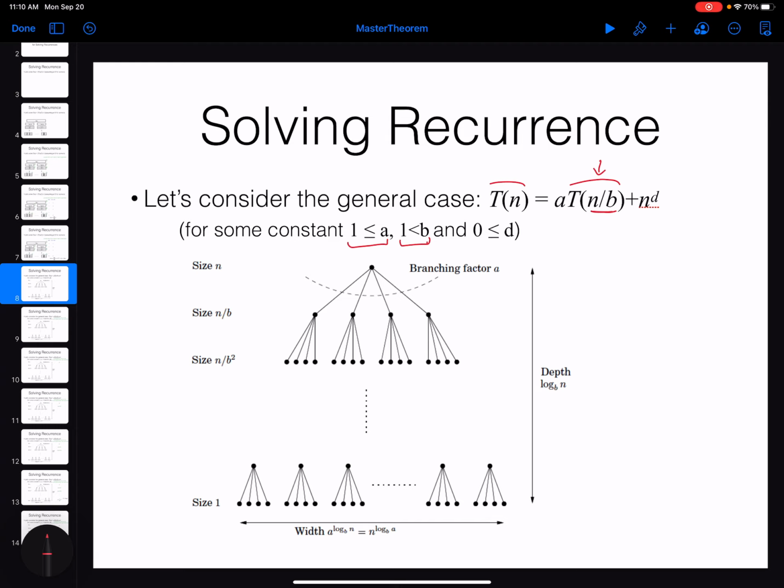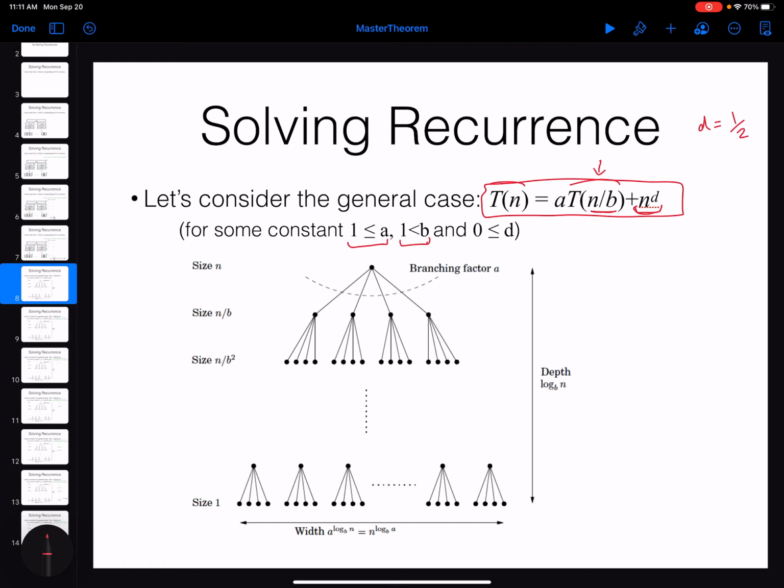Another restriction is that this function that you have here should be n to the power of something, but it doesn't matter what the value of d is. For example, the value of d can even be 1 over 2, any positive value, or it can be equal to 0 as well. So this format is going to cover a lot of different recurrence relations. Now let's see how we can solve a general form of recurrence relations like this using a recursion tree.